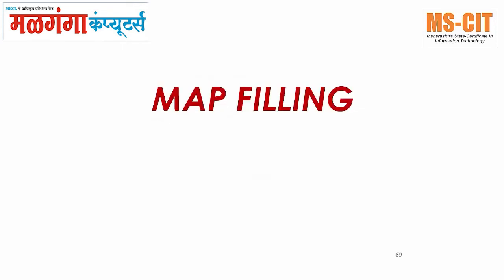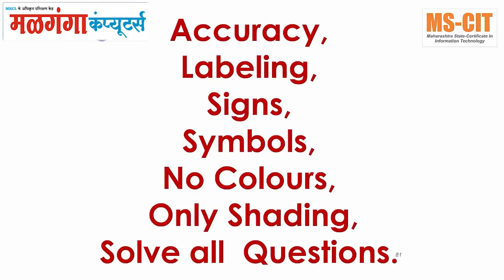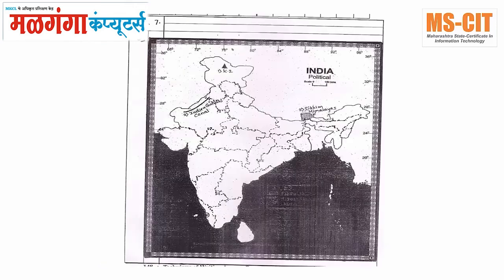Map filling. In map filling, accuracy must be there, with proper labeling using proper signs and symbols. Don't use any colors, only shading is allowed, and solve all questions. Fill the map in this way.